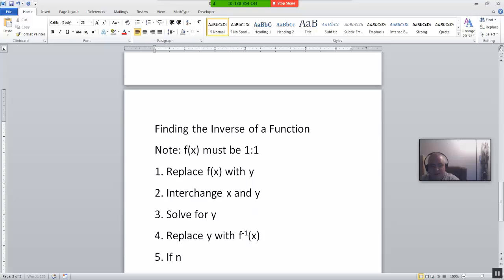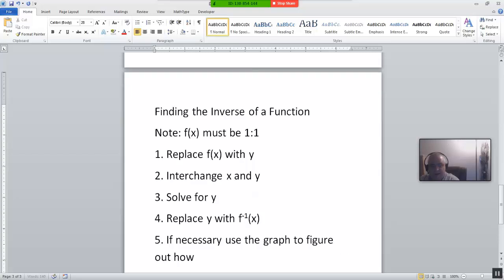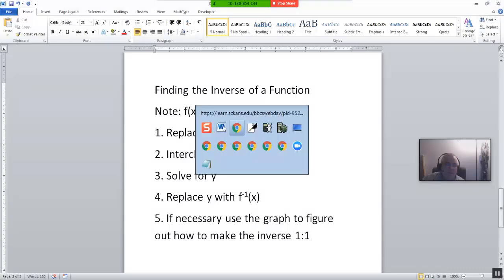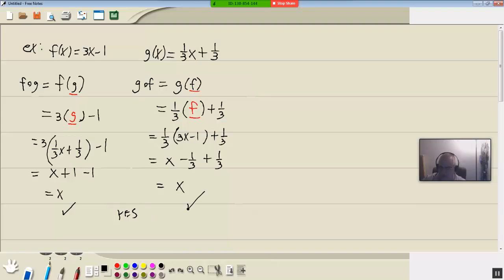And step 5, if necessary, use the graph to figure out how to make the inverse 1 to 1. This is if you have an even power, if you have the absolute value, if you have the plus or minus symbol, those items that we listed earlier. Okay, let me clear this off.